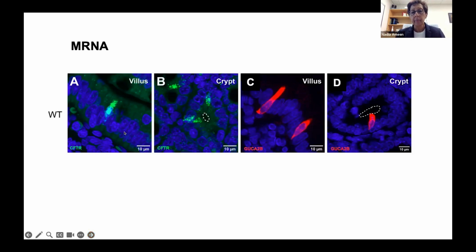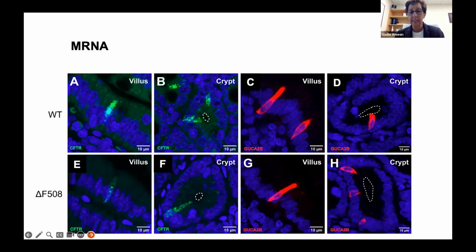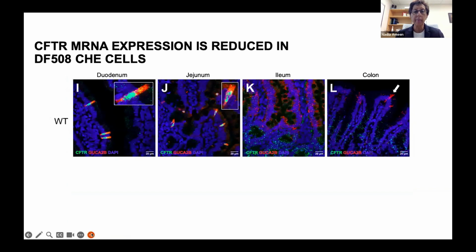Here you can see at the RNA level, CFTR in a villus Chi cell and in the superficial crypt. We also looked at GUCA2B, and you can see that expression at the RNA level is preserved on the villus and also in the superficial crypt. We looked at delta F508, and you can see on the villus Chi cells markedly reduced expression of CFTR, and so in the crypt, but the GUCA2B expression is preserved in the delta F508, both on the villus and in the crypt.